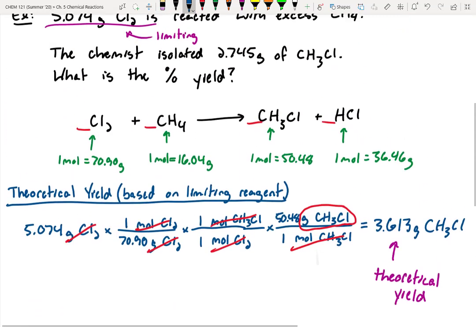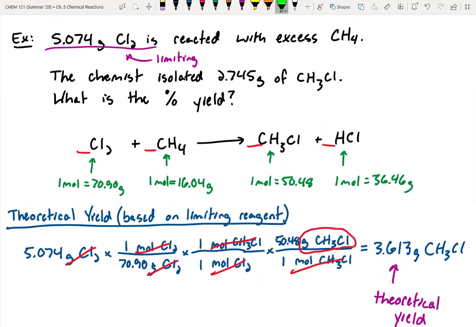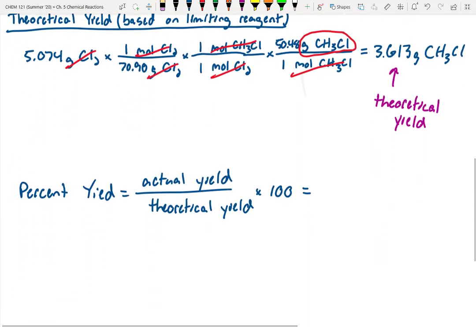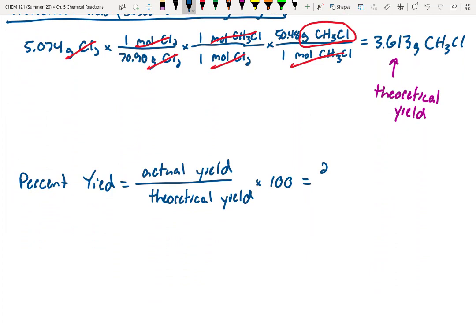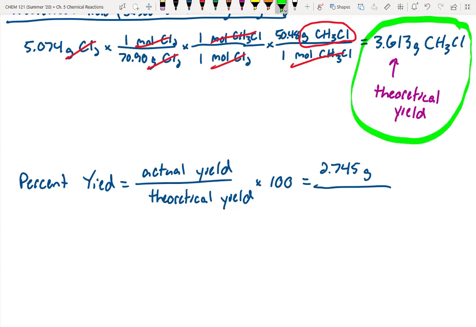Let's go check. Up here it says the chemist isolated 2.745 grams. Okay, so let's put that in the top. So 2.745 grams was actually isolated. However, up here we said, in theory, this would be the maximum amount we could have gotten out of this reaction. So we'll put that on bottom, 3.613 grams. And we'll multiply this by 100.